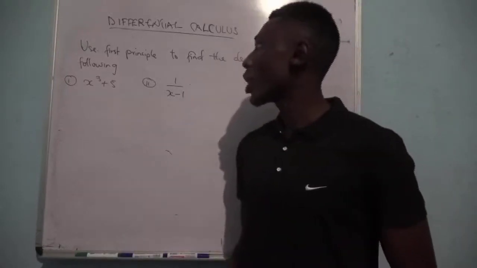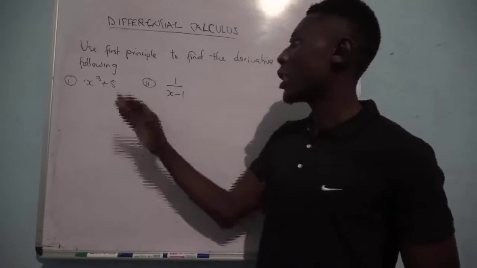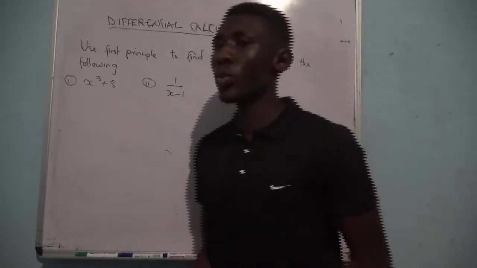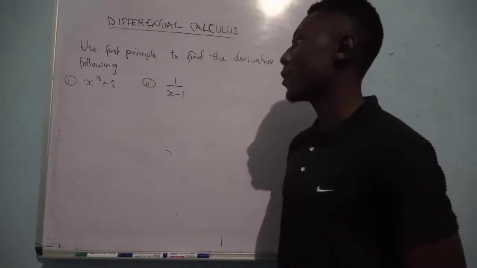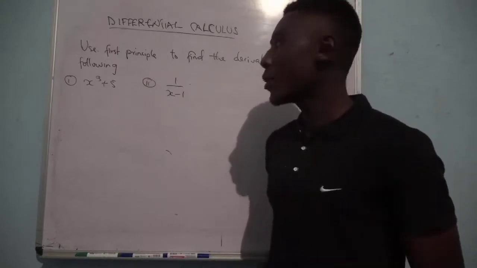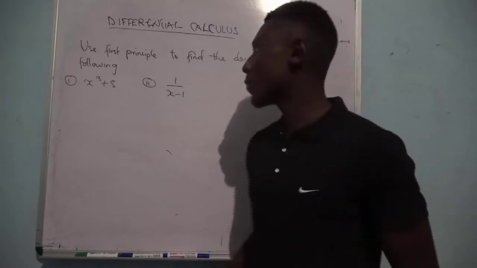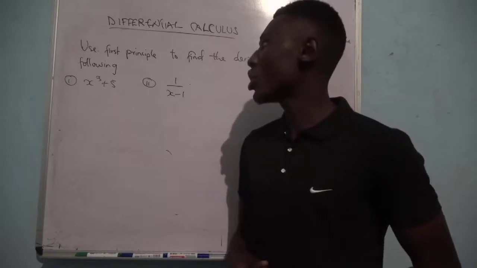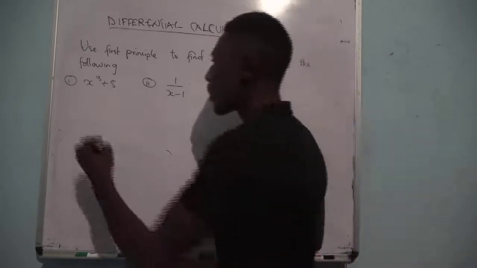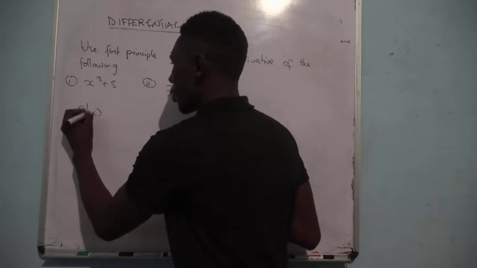Still on differential calculus, we have these two problems that we are supposed to solve, or find their gradients, by simply using the first principle. The first principle is a method of differentiating where you have a certain variable h approaching 0. So here we say: find the gradient function using the first principle.